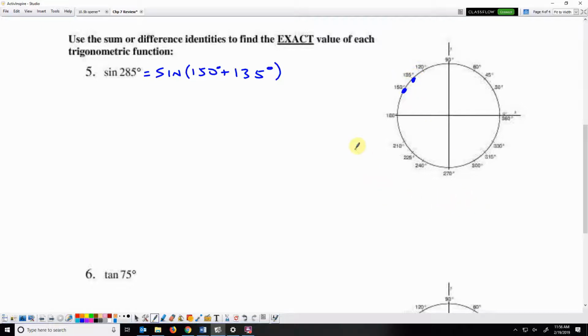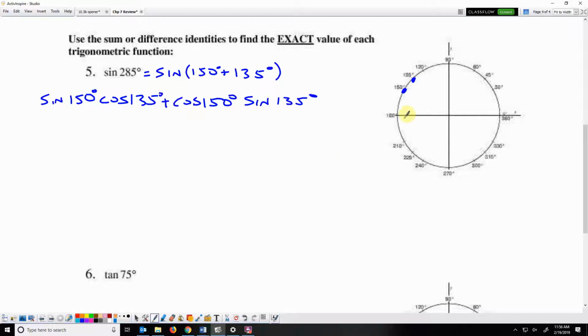So the sum and difference identity for sine tells us that we need to do sine of first angle times cosine of the second angle plus or minus, which means whatever sign I got here, I need to keep here, and then cosine 150 degrees times sine of 135 degrees.